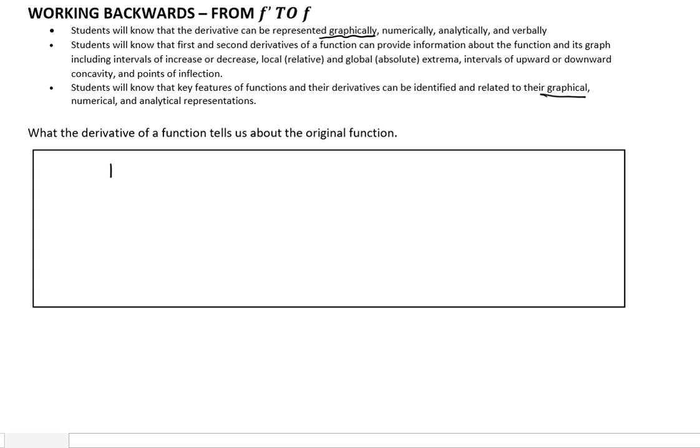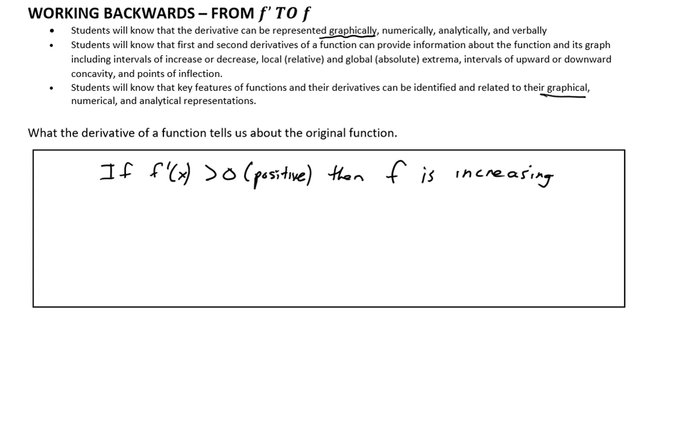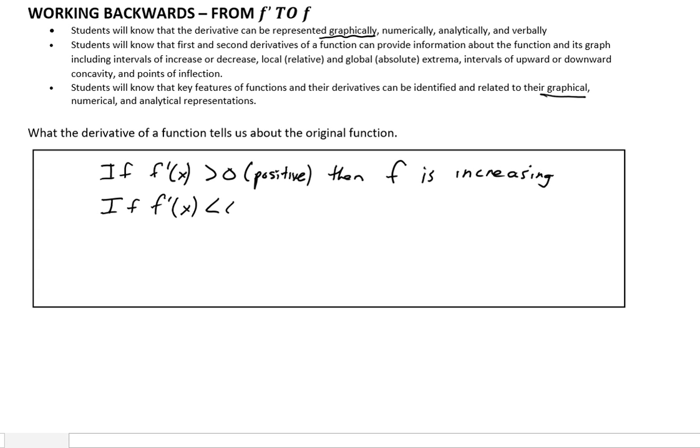If f prime of x is greater than 0, so it's positive, then f is increasing. Now we've done that the other way. We've done that if f is increasing, the derivative is positive, but it's a two-way street. So you can probably guess the next part. If it's less than 0, so it's negative, then f is decreasing.